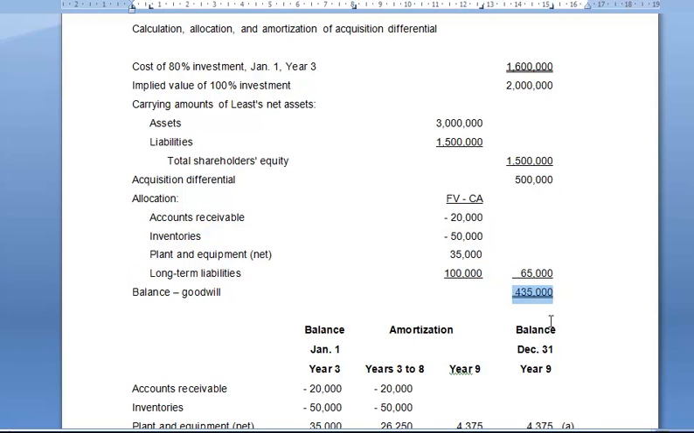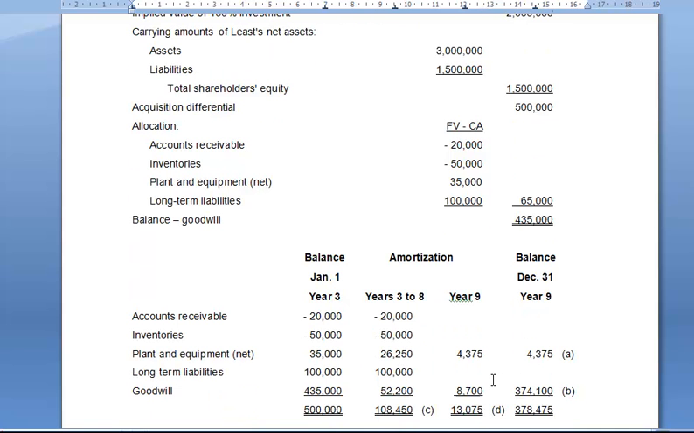The next thing we need to do in order to prepare the statement of changes in equity is we need to figure out how much of the acquisition differential gets amortized over the time period from the date we became related to the end of the current period. We need to know that, right? So in other words, when we look at that, we need to look at years 3 to year 9 in total. So what we're going to do here, because that's going to adjust your retained earnings, right, during the year.